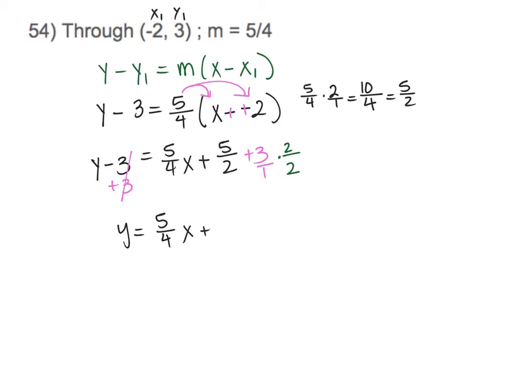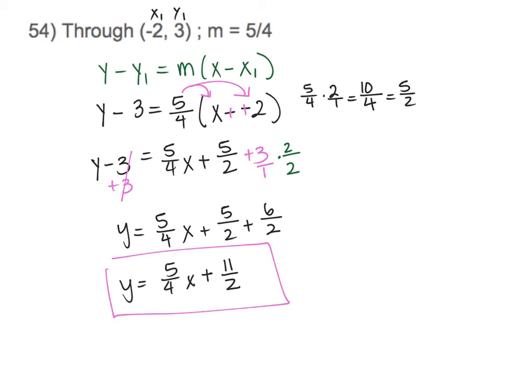So then I would have 5 over 2 plus 6 over 2. And so then I can add the top together since it's the same denominator. So 5 plus 6 is 11 over 2. 5 over 4x equals y.